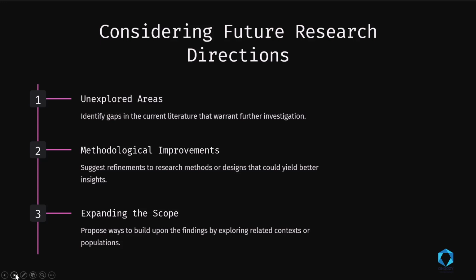Number two, methodological improvements. Suggest refinements to research methods or designs that could yield better insights. By the time you're finishing your study, you have realized that some methods could yield better insights. So you recommend further research based on methodology. Then expanding the scope. Propose ways to build upon the findings by exploring related contexts or populations.